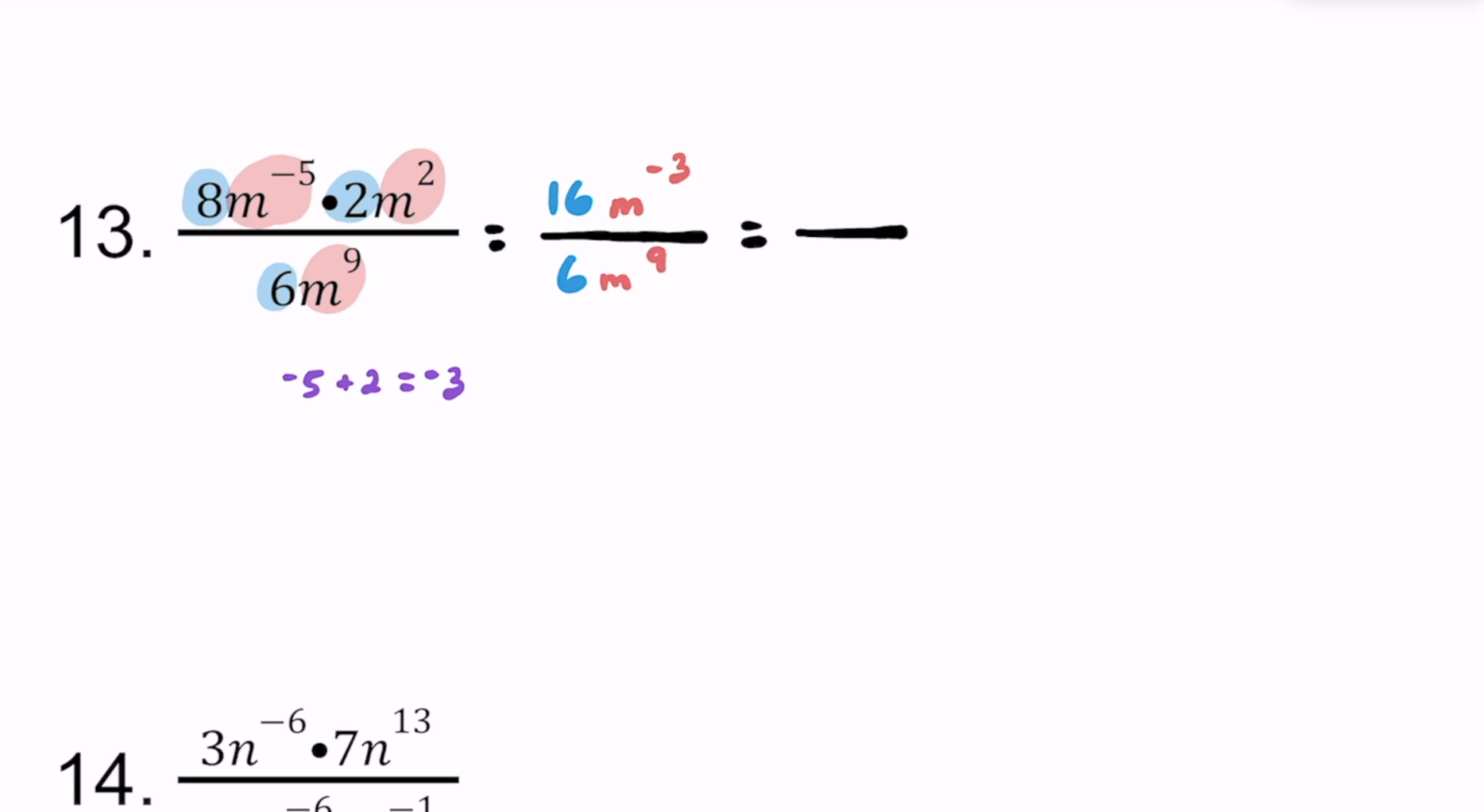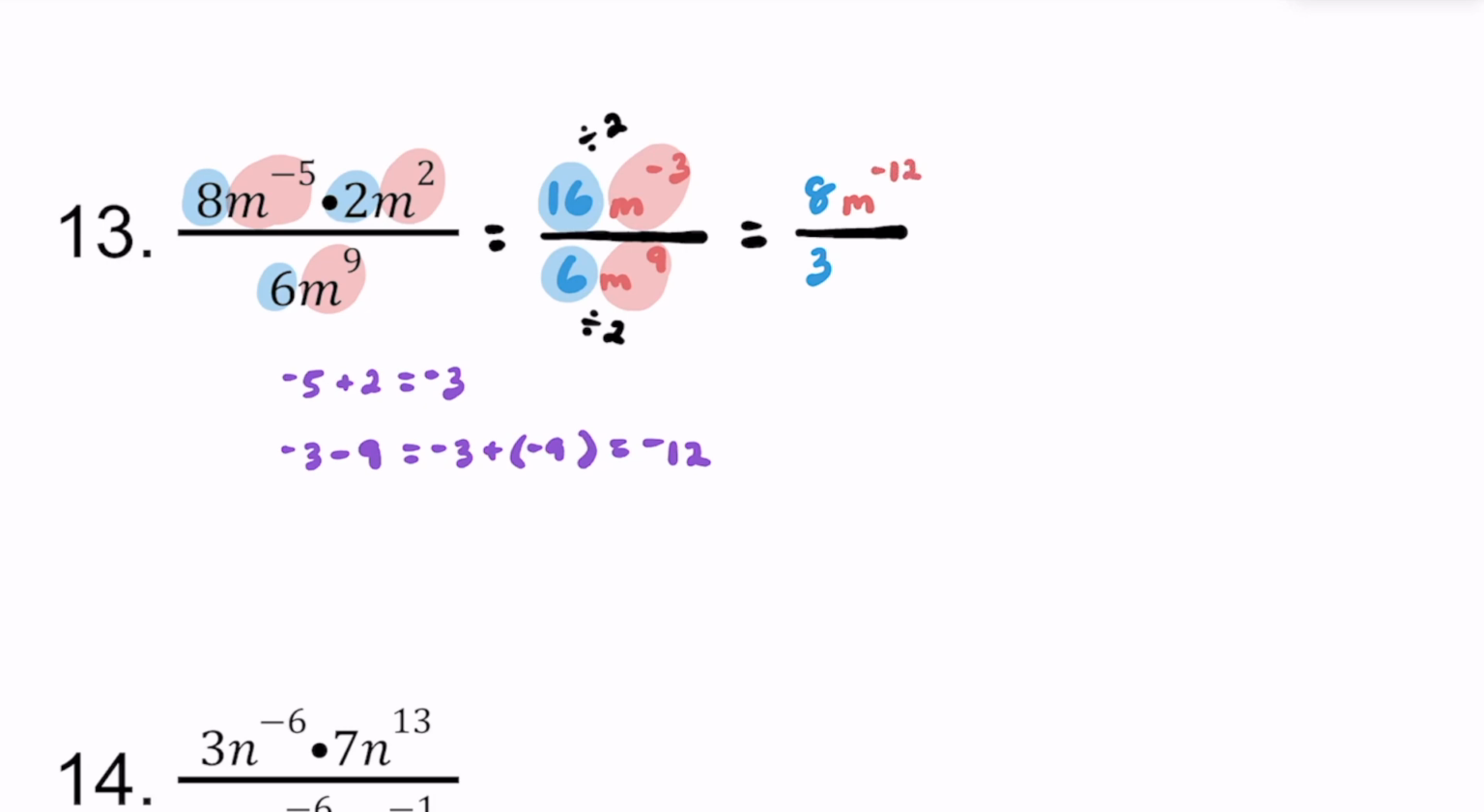All right, moving on, let's see here. We are going to start with these coefficients again. So 16 over 6. I think their GCF is just 2. So we can divide this by 2 and divide this by 2. 16 divided by 2 is 8. And then 6 divided by 2 is going to be a 3. Moving on to the variables. m to the negative third power divided by m to the ninth power. Using that quotient property, it's going to be negative 3 minus 9, which is negative 3 plus negative 9. And that's going to be negative 12, right? So that's what we're going to get when we use that quotient property. So we're going to get m to the negative 12th power, all right?